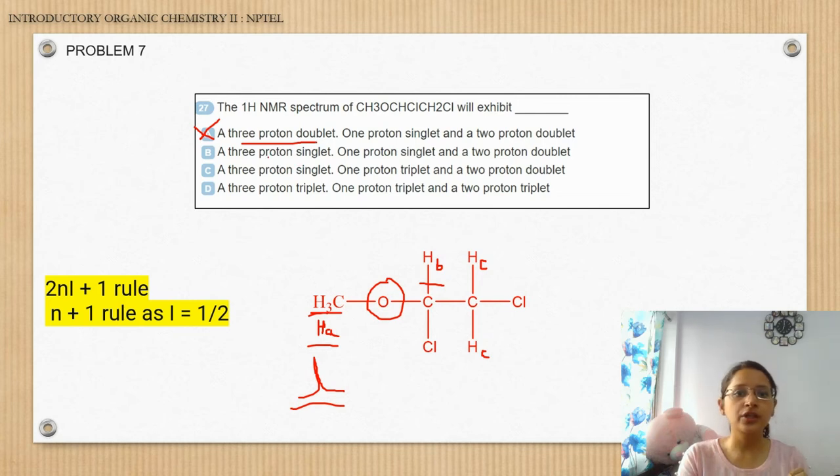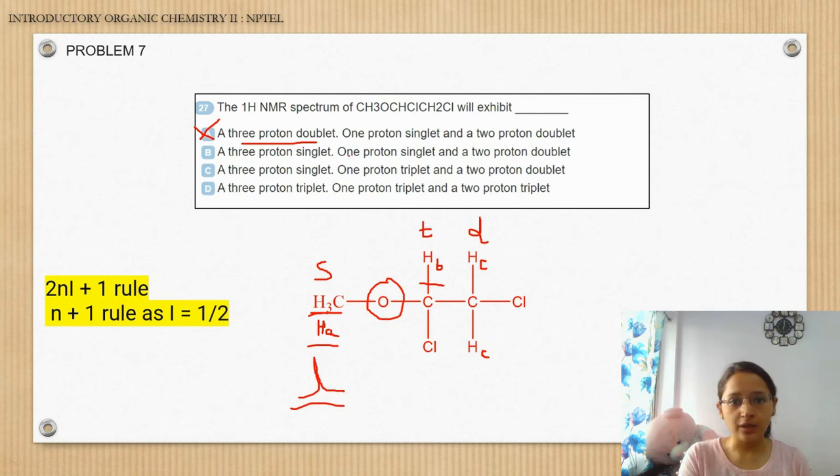So now, a three proton singlet, one proton singlet, and a two proton doublet. Here in this case, we are going to get a singlet for these three protons, a triplet for this one proton, and a doublet for these two protons. So the option matching this is the correct option. We are seeing here the three proton singlet, which is correct.